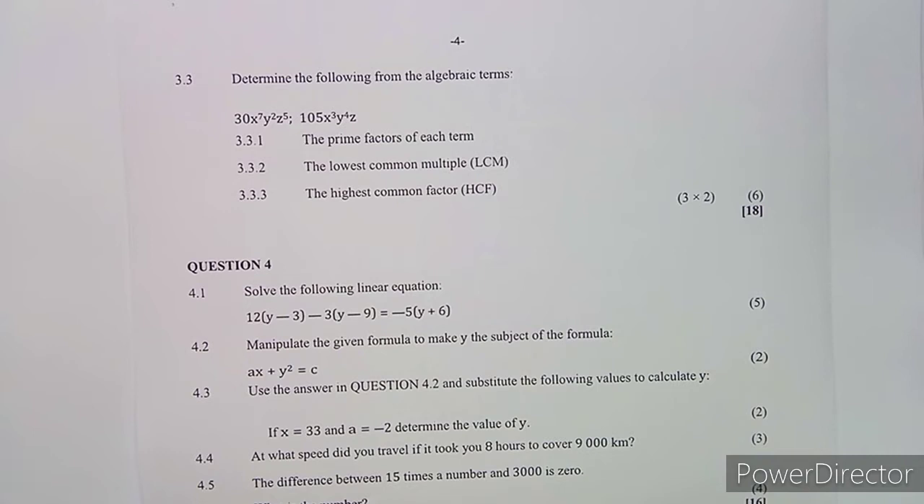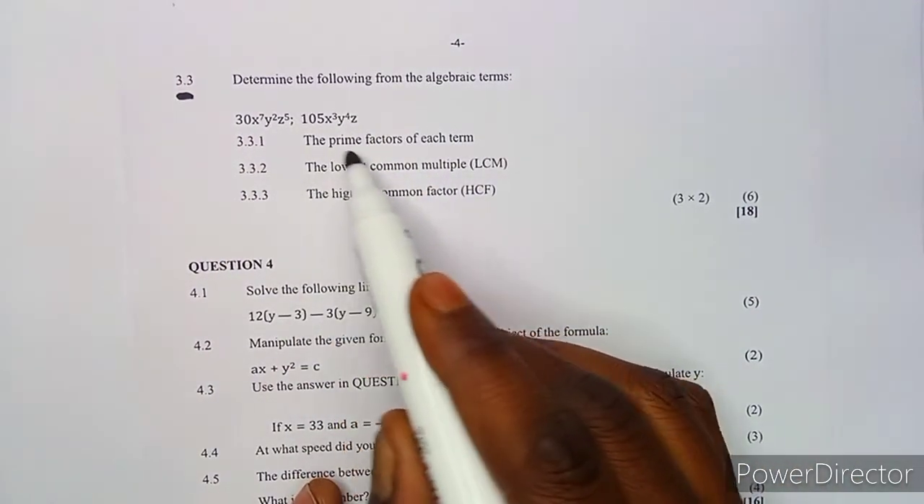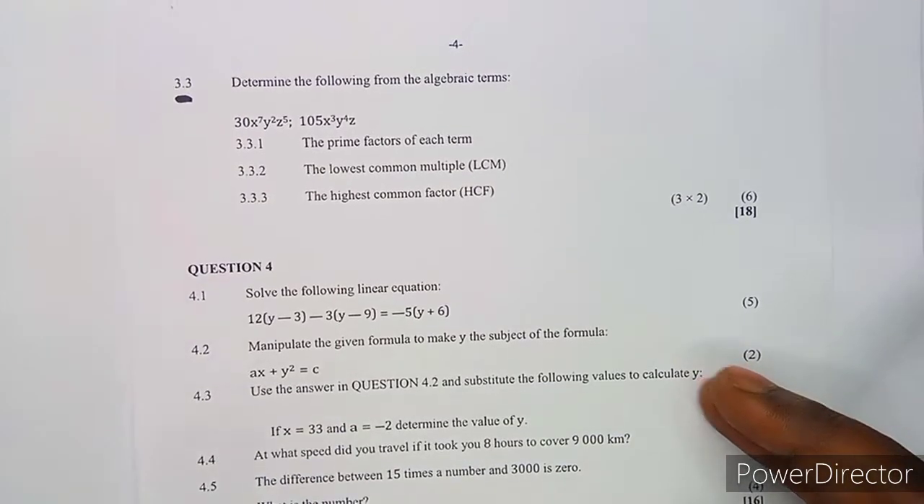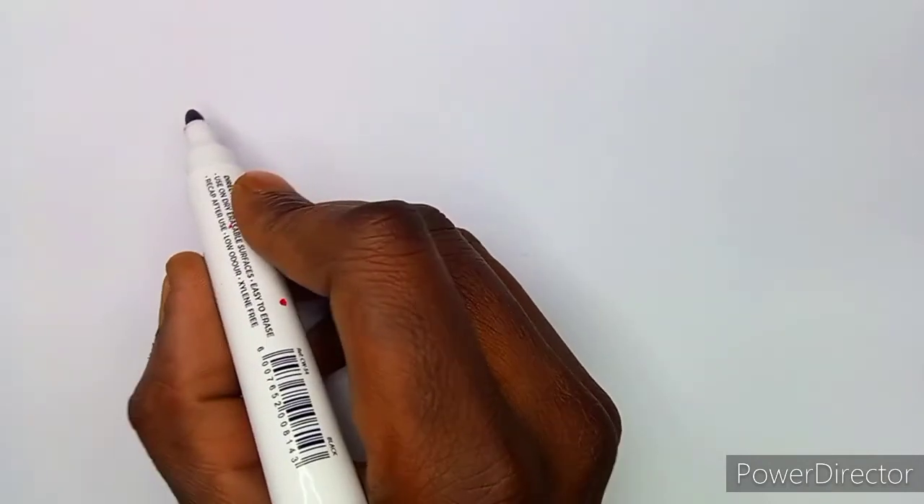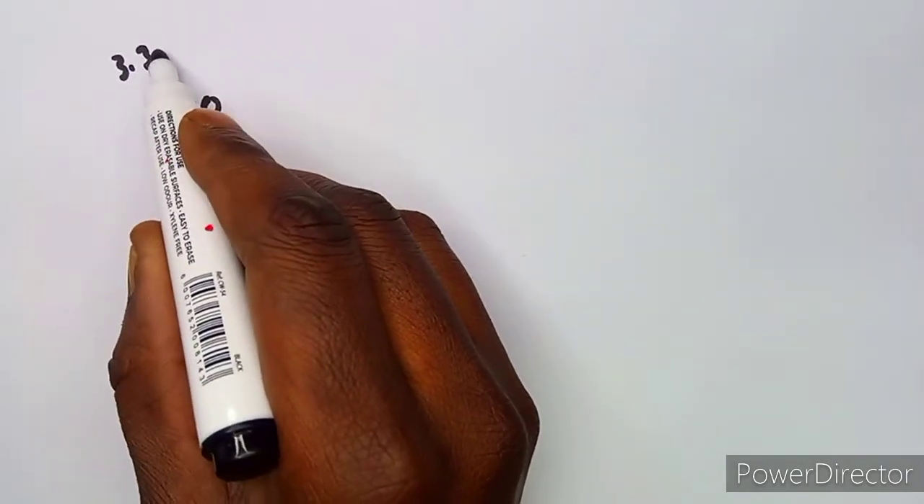The question is, determine the following from the algebraic terms on 3.3. These are the algebraic terms, the prime factors of each term. Okay, so we need the prime factors. So guys, let's just find the prime factors of these terms. We've got the first term, which is 30x, so this is 3.31.